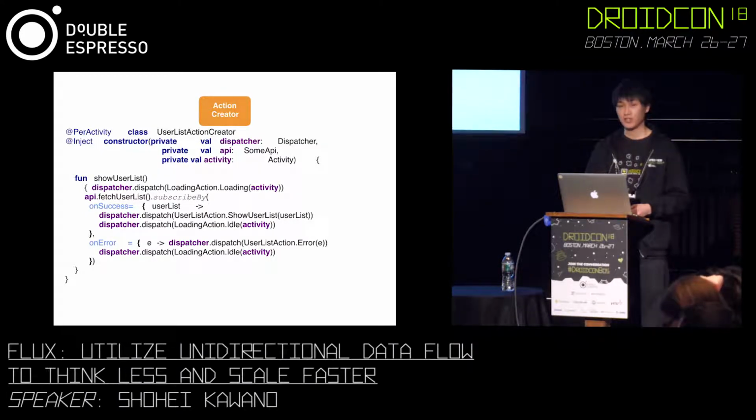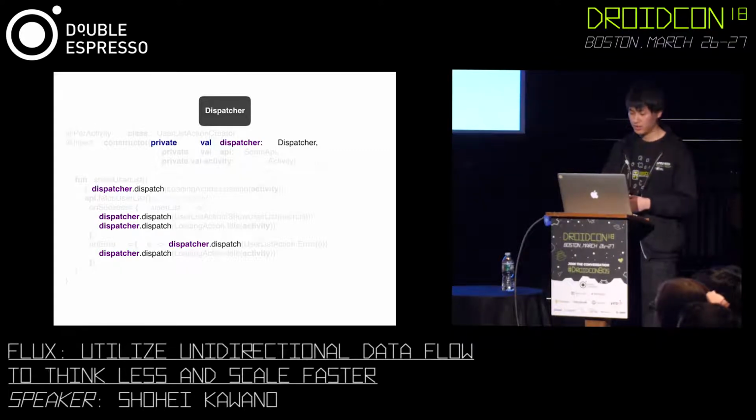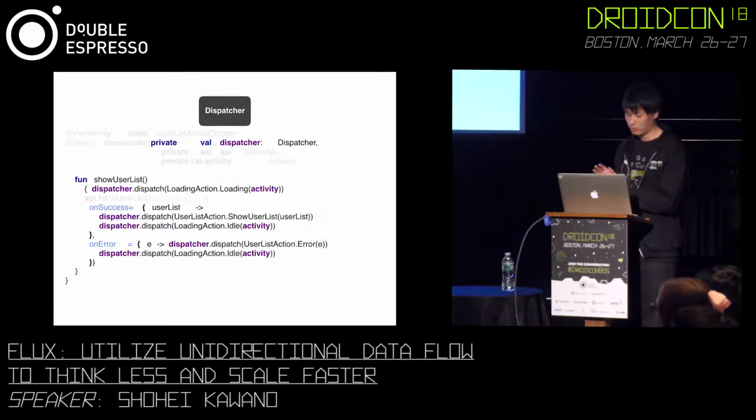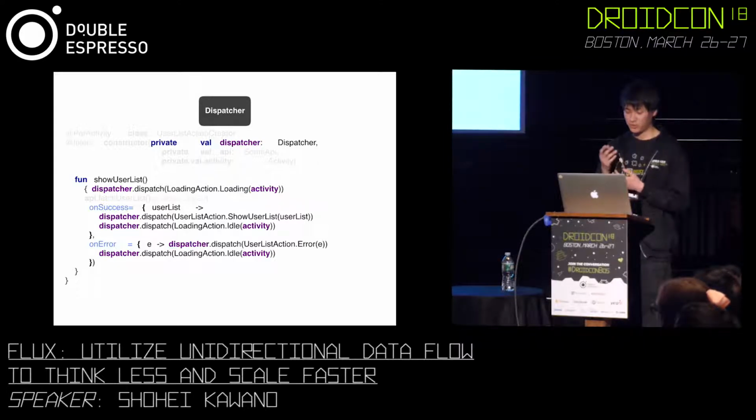Notice inside the user list action creator, we have a dispatcher, and the dispatcher has a function called dispatch. The function is called in those places. If you look carefully, when the show user list function gets called, we dispatch a loading action. Then, when the API call is successful, we dispatch the show user list action and set loading to idle. If the API call fails, we dispatch an error and pass an idle loading action. And that's the flow for this action creator.